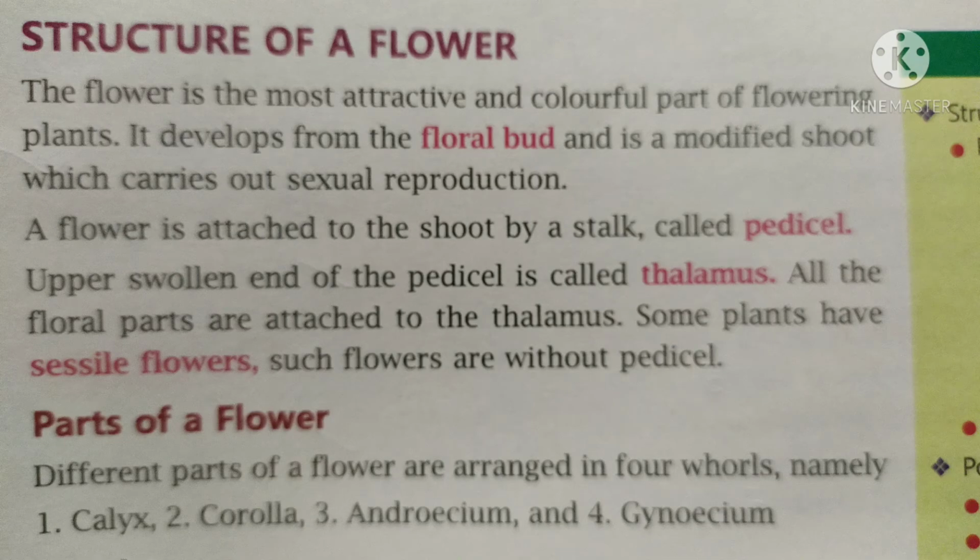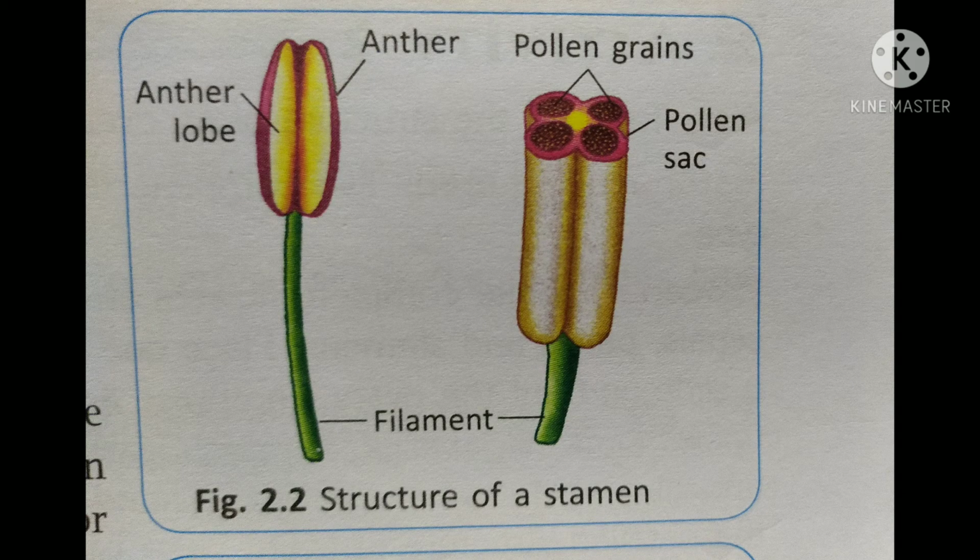So here we have studied that there are four parts of flower. The outermost whorl is referred to as calyx. Next to calyx there is a corolla, which consists of brightly colored petals. Then the third one is androecium, which is the male reproductive part of flower and it is formed of stamen, and the fourth one is the female reproductive part of flower and it is formed of pistil.